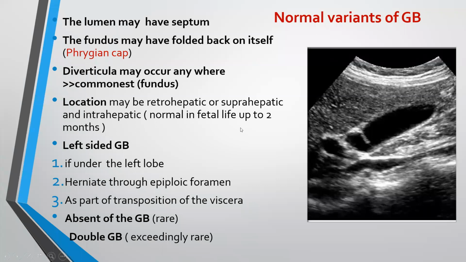The gallbladder may also have variant locations: retrohepatic, suprahepatic, or intrahepatic, which is normal in fetal life up to 2 months. A left-sided gallbladder may also be seen, if it lies under the left lobe, herniates through the epiploic foramen, or is part of transposition of the viscera. Rarely, there is absence or doubling of the gallbladder.